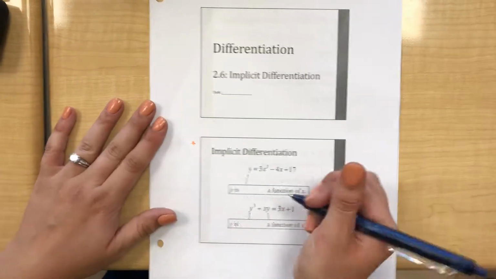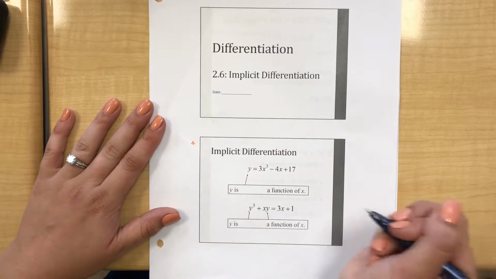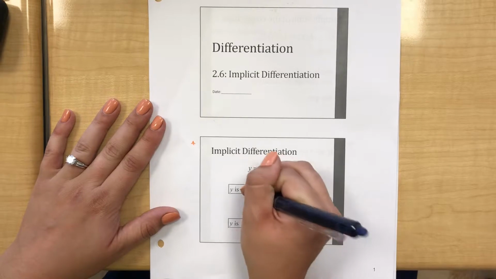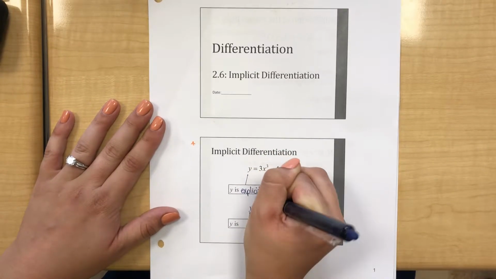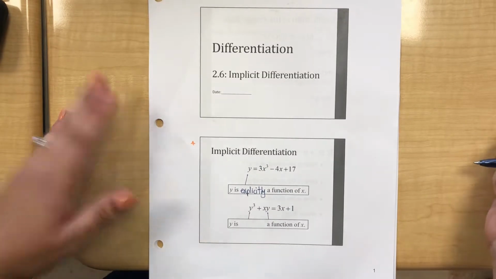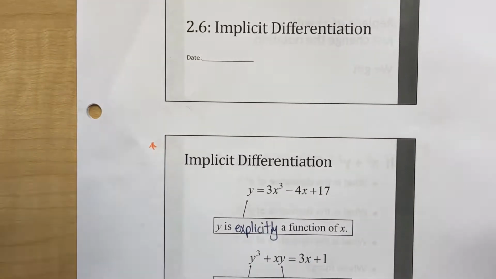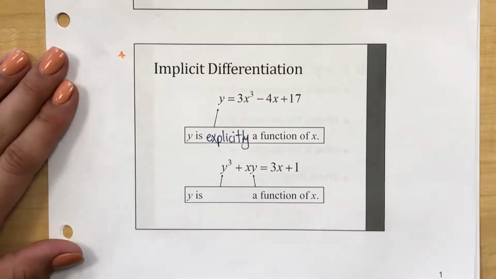So here we say y is explicitly a function of x. So this is very clear that y is explicitly defined.